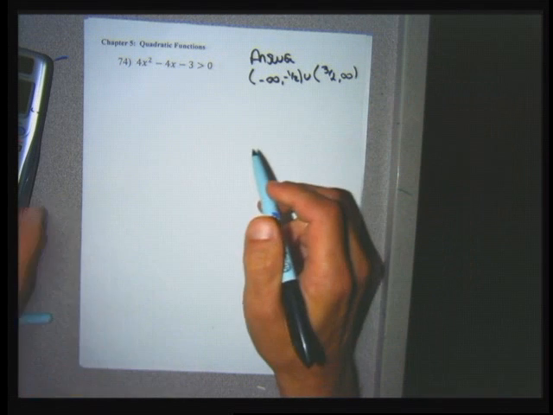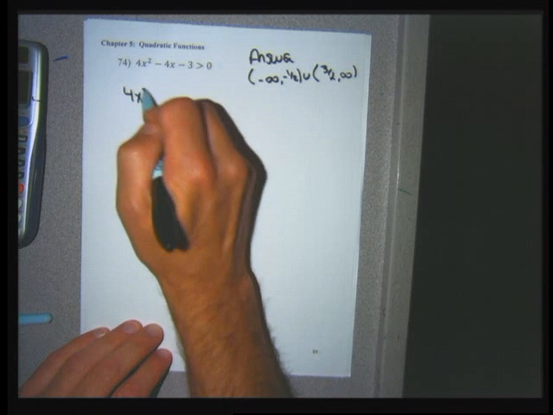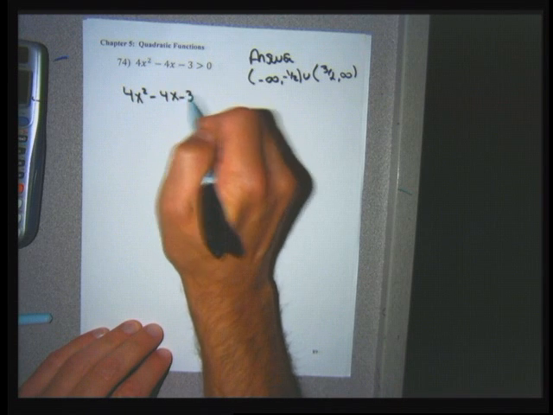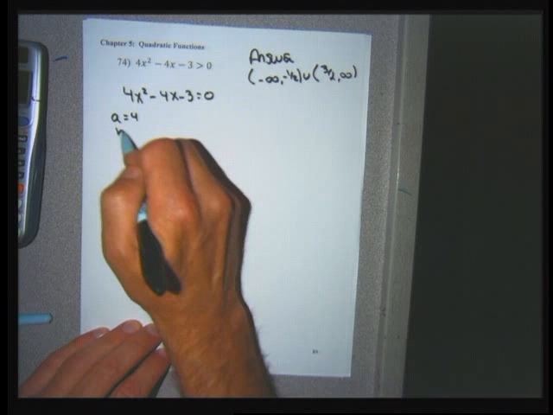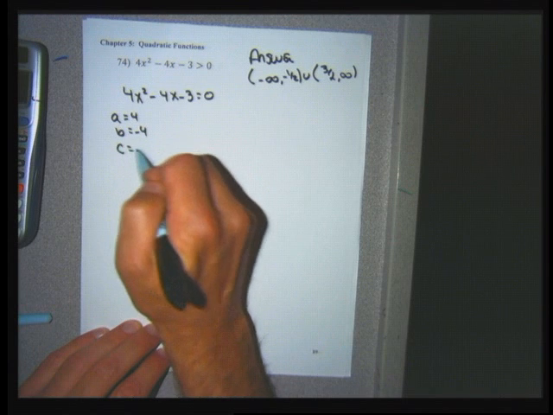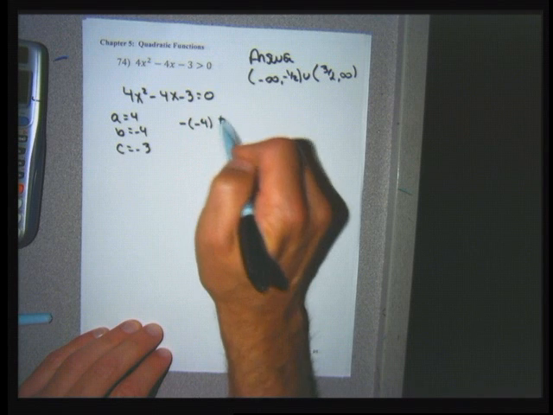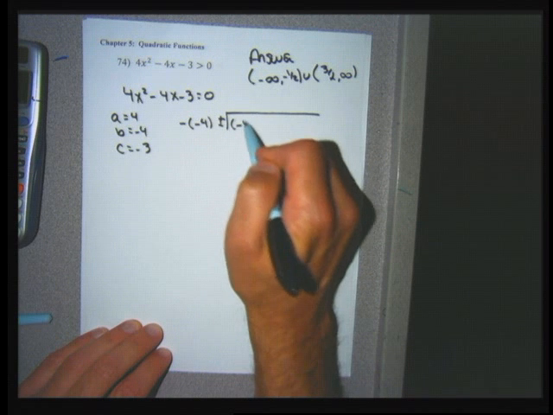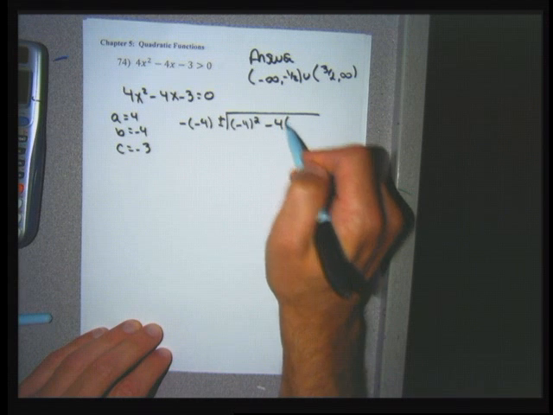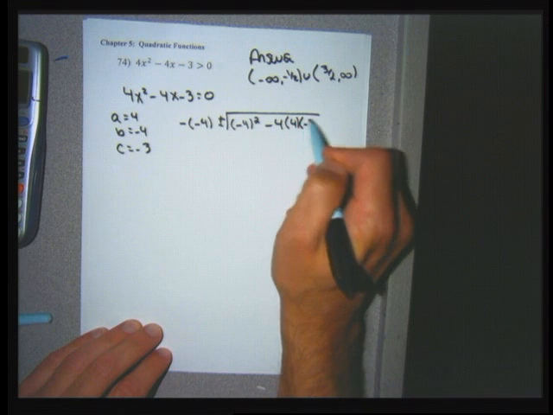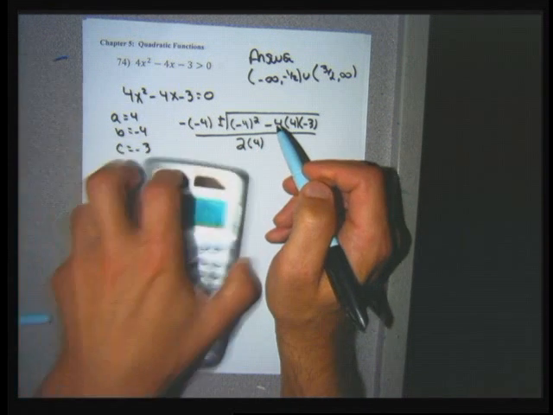Now I'll do this again just because it's a quadratic formula, because I don't want to factor this. So I'm going to go 4x squared minus 4x minus 3 equals 0. Quadratic formula, a equals 4, b equals negative 4, c equals negative 3. I'm going to go negative b plus or minus the square root of b squared, putting negative 4 in for the b's, minus 4, and then a is 4, then c, which is negative 3, all over 2a, which is 2 times 4. Calculator time.